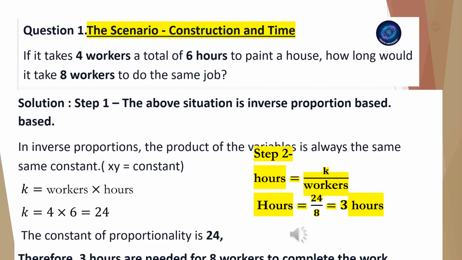Word problem, painting a house. 4 workers take 6 hours to paint a house. Since this is an inverse proportion, we multiply to find the constant. Then we divide the constant by 8 workers to find the new time, 3 hours.